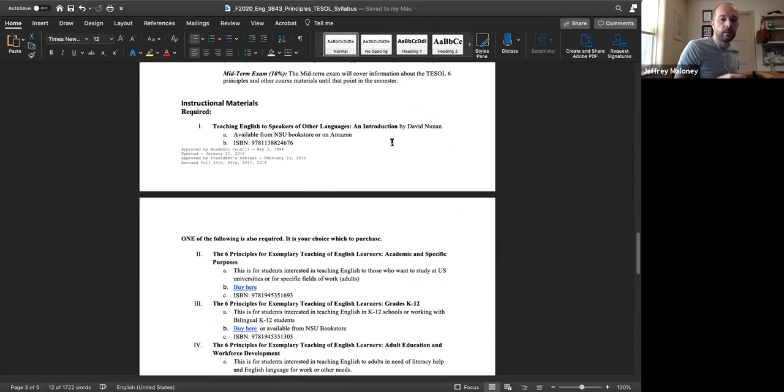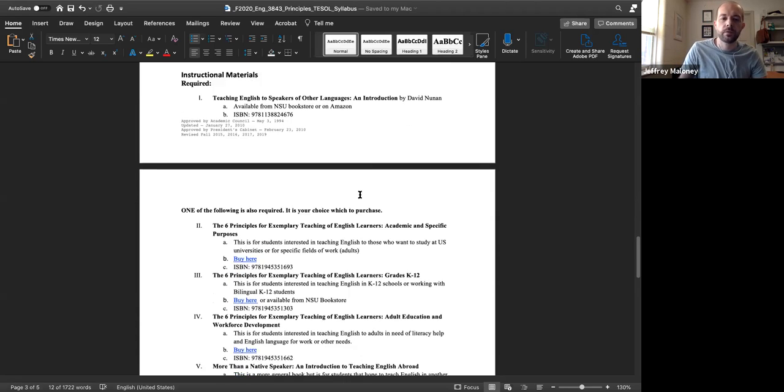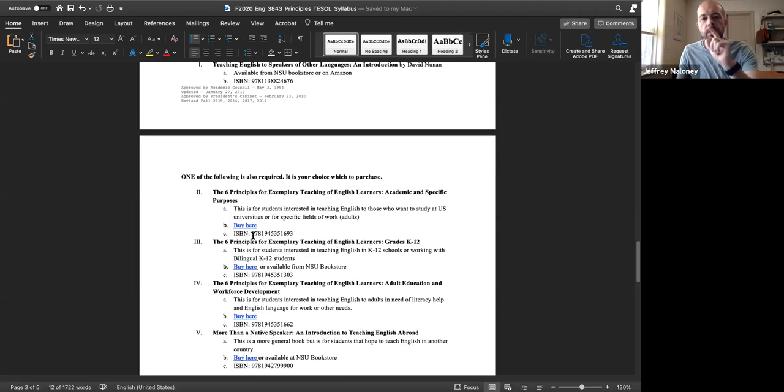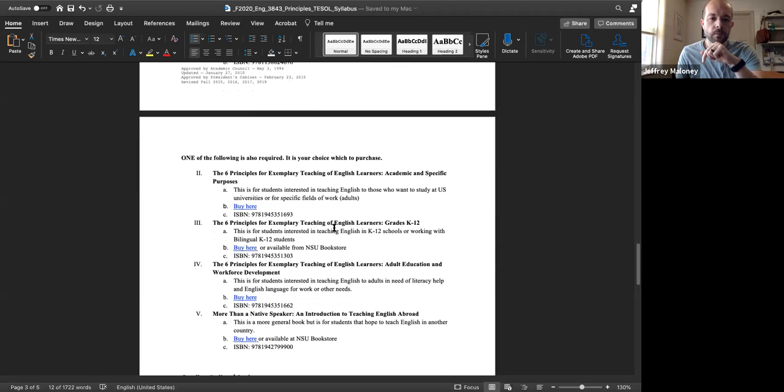Now, for the other books, I'm giving you a choice based on what your personal or professional interest would be. There are 4 possible books, but you need to choose just one of them, and it will be a required text for this course. 3 of these are the 6 Principles of Exemplary Teaching of English Learners, published by TESOL. My copy is not near me at the moment, but I will post a picture of it. They're fairly thin books, but they contain a lot of information for the particular context that you'd be interested in.